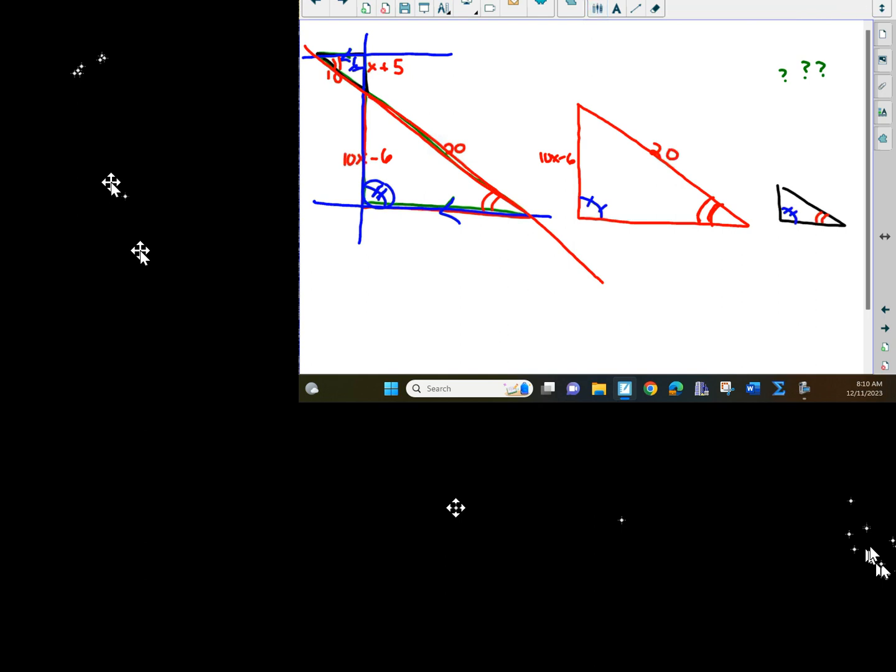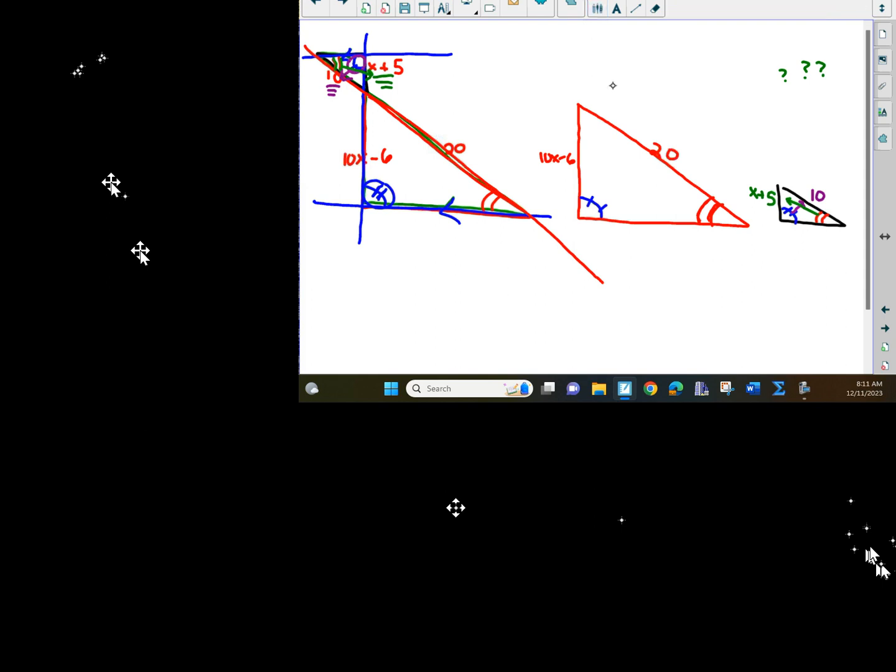Now, looking at our picture, I want you to notice opposite of this blue mark right here, if I go across from it, is the 10. That 10 is opposite of that blue mark. So I'm going to come over here opposite of this blue mark, and I'm going to put the 10 right there. This x plus 5 is opposite of that double mark angle right there. So I'm going to come over here and opposite of this double mark angle, I'm going to put the x plus 5 right there.